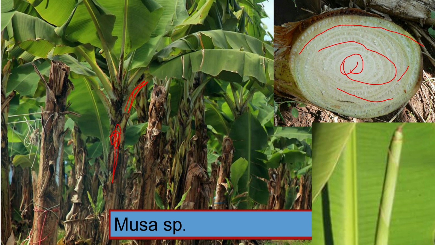And as I have told, the latest leaves emerge from the pseudostem in a spiral, cylinder shape, and this is termed the cigar leaf, C-I-G-A-R, cigar leaf. It is the latest emerging leaf from the pseudostem, cylindrical in shape, and the unfurling of the leaf happens from the top to the base.